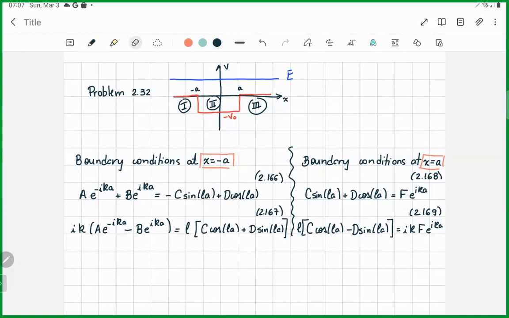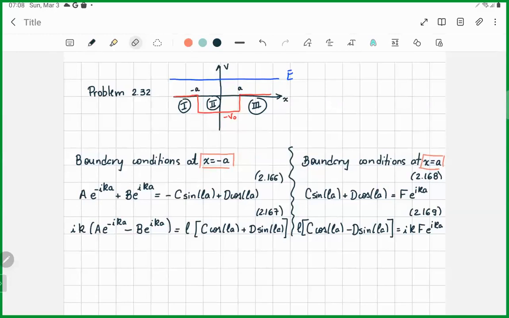We went through the time-independent Schrödinger equation, solved it, and used boundary conditions. Boundary conditions here at x equals minus a, and we found these two equations. In the book, this equation here is 2.166, and this one, using the derivative, is 2.167. The first came from the continuity of the wave function, and the second from the continuity of the derivative. So these are the boundary conditions at minus a. Using boundary conditions at a, we obtain these two other equations.